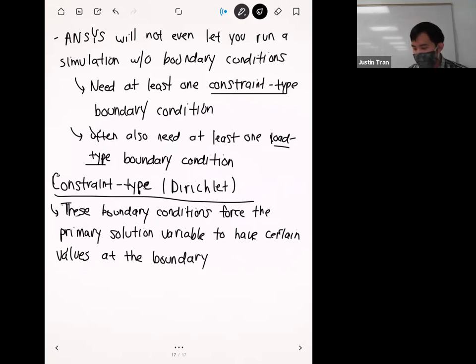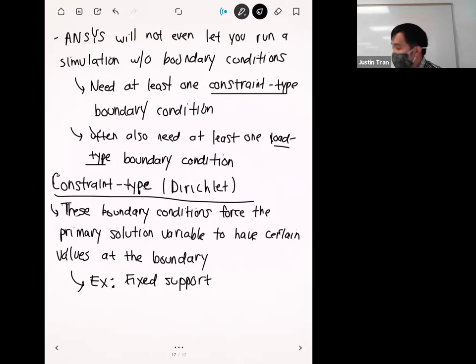Okay. Or in other words, what you can say is we're constraining the values of the solution to have a certain value. Okay. All right. So an example of this that we've been using quite a bit is the fixed support. And so with the fixed support, what you're requiring is that the displacements or the deformations be zero. Okay.